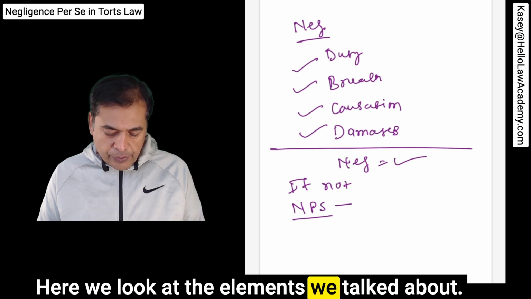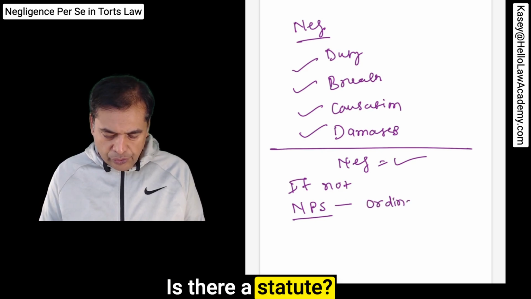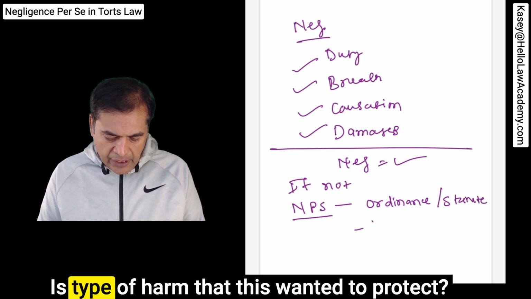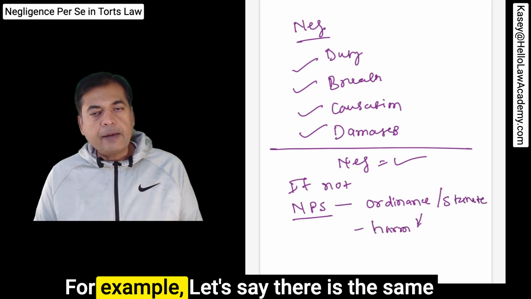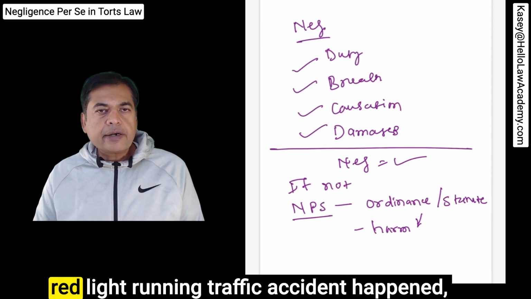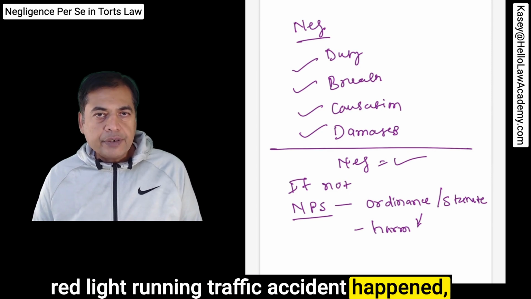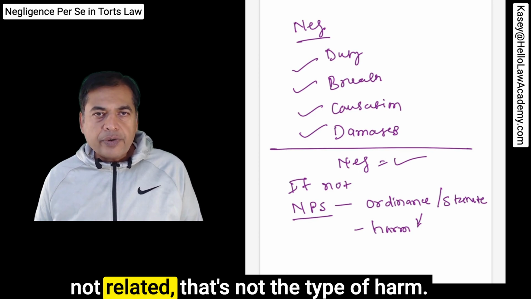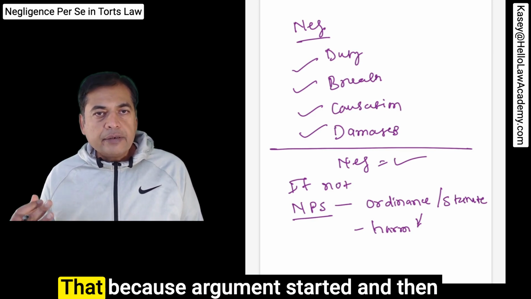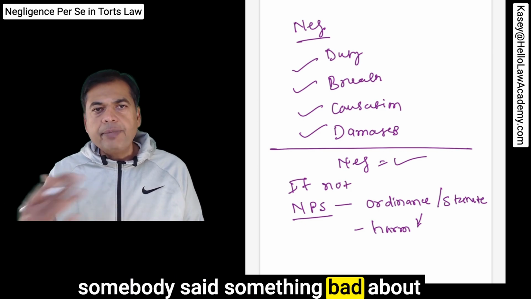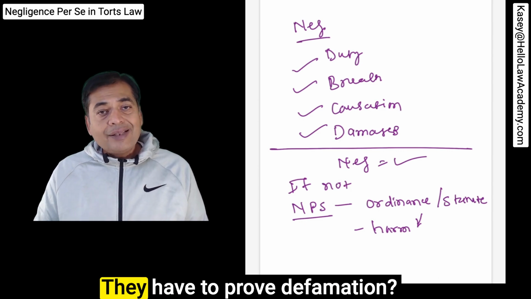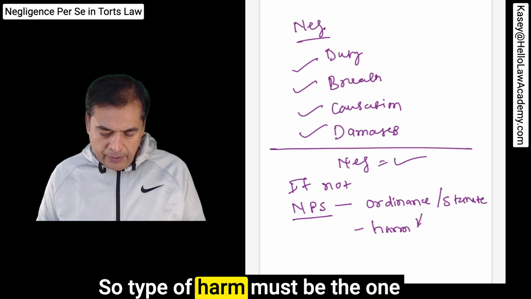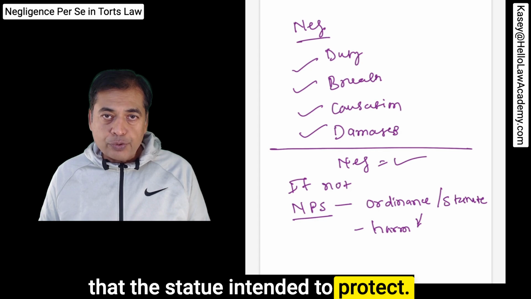Here we look at the elements we talked about. Is there an ordinance? Is there a statute? Is there a regulation? Something that was enacted. Is it the type of harm that this wanted to protect? For example, let's say a red light running traffic accident happened. Then if somebody sues for defamation, that's not related. That's not the type of harm, because an argument started and then somebody said something bad about them and they now sue for defamation. How to prove defamation? They can't rely on negligence per se for that, right? So the type of harm must be the one that the statute intended to protect.